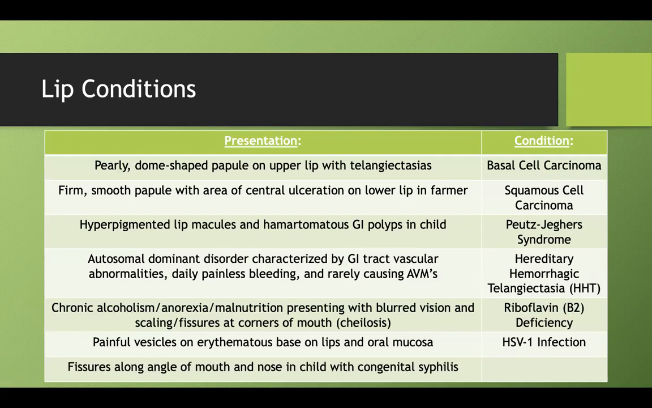Last lip condition I'll talk about is, what's it called when somebody with congenital syphilis has fissures along the angle of the mouth and the nose? That's called Rhagades.